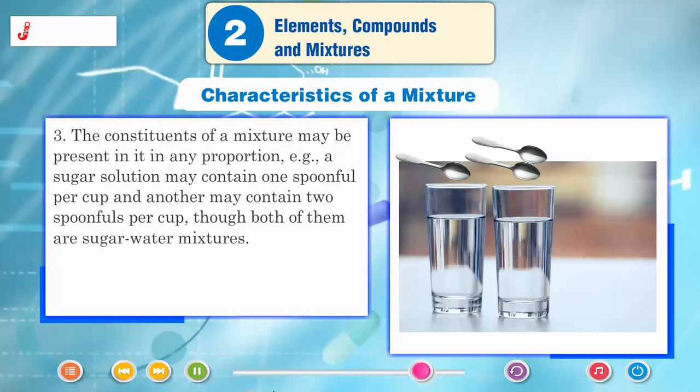The constituents of a mixture may be present in it in any proportion. Example, a sugar solution may contain 1 spoonful per cup and another may contain 2 spoonfuls per cup, though both of them are sugar-water mixtures.